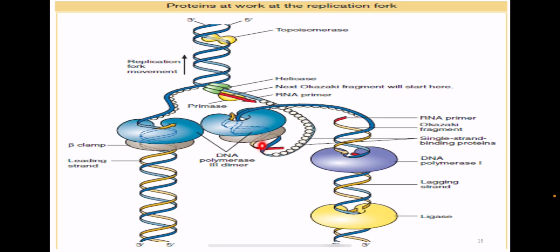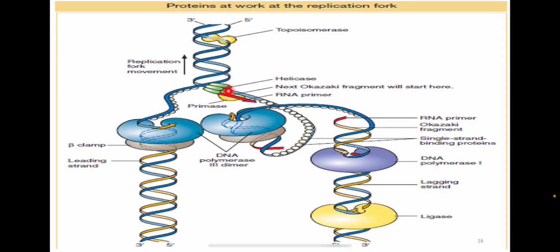Okay, it cannot start replication, it can only continue replication. So the primer has to start it. The primer starts on the leading and the lagging strand. But on the leading strand, you only need one primer. On the lagging strand, because we are synthesizing in fragments, after the end of each fragment you need a primer to start the next fragment.